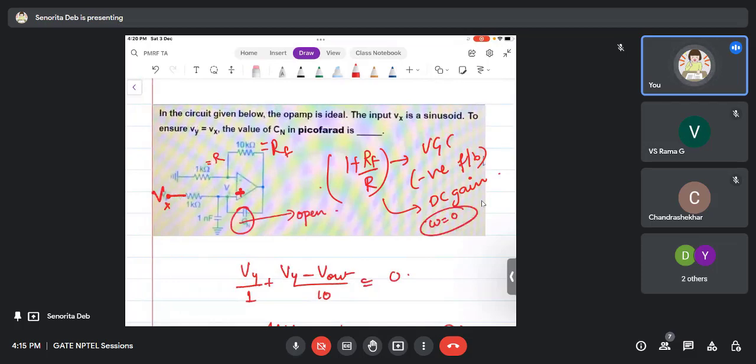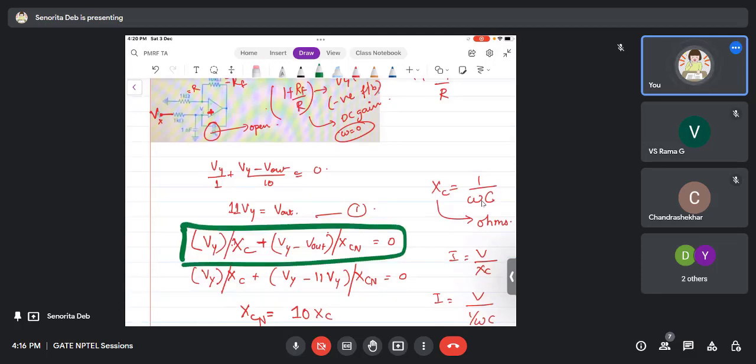Okay, and you got a relationship. So you got the gain of the circuit. Now this gain cannot change. Now your doubt may be that, okay, if the capacitor is open, then how am I writing this second equation? Because the capacitor is open, right?